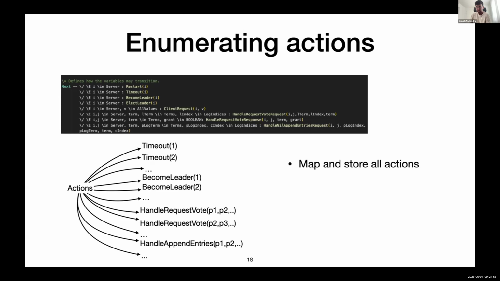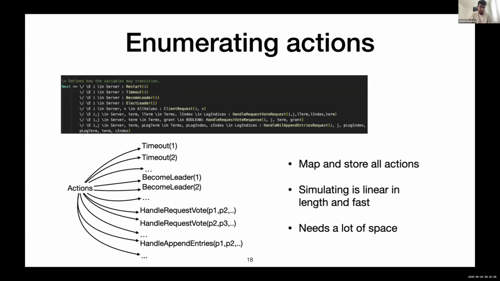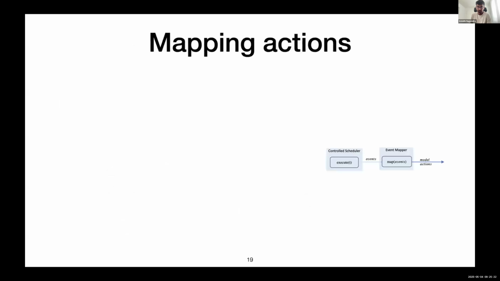But the problem is it's faster, but it needs a lot of space. You need to be able to store all these possible actions in memory and pick out the next action. You need to do this beforehand. So if the model and the parameters that you've set are too big, this can be a problem. In our case, we had to run them on large machines just to accommodate the memory.